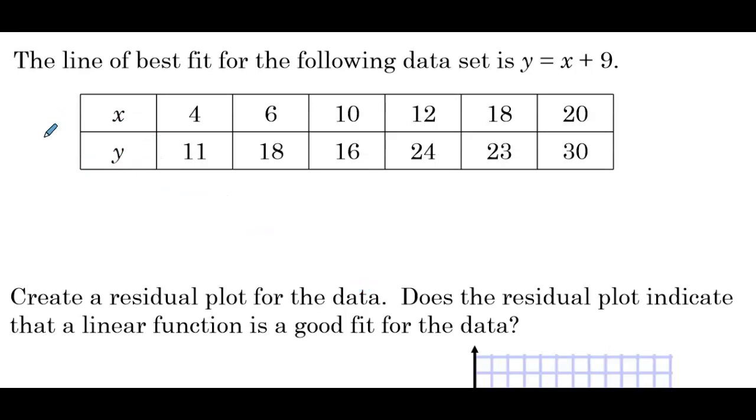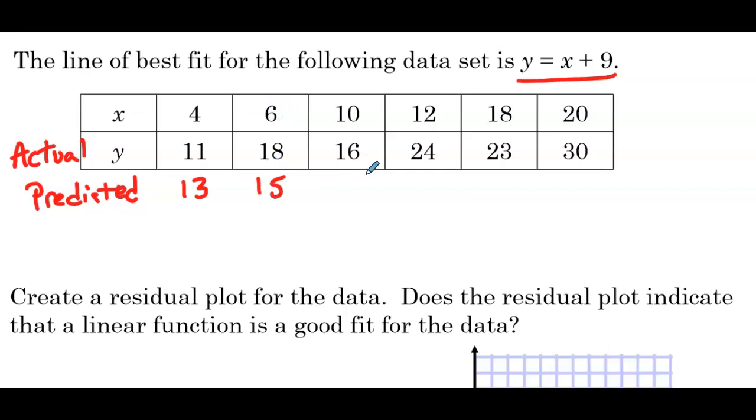Okay, so we have our actual, right? These are the actual data points. We need to find the predicted y values. And we're going to do that by using the linear regression. So when x equals 4, the predicted value would be 13. When x equals 6, the predicted value would be 15. X equals 10, the prediction would be 19. 12, prediction would be 21. 18, we'd have a predicted value of 27. And at 20, predicted value would be 29.